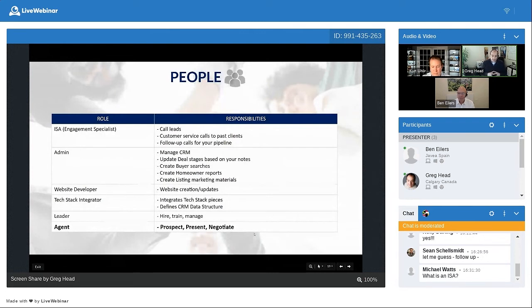So that rock band comes up, and the only things they do are rehearse and perform. That's how you need to think as an agent: prospect, present, and negotiate. The more you can do those three things, the more your business is going to grow, and the more you're going to be able to scale.